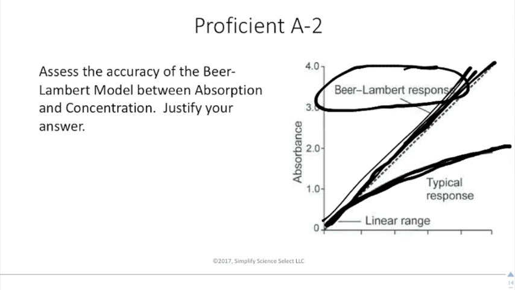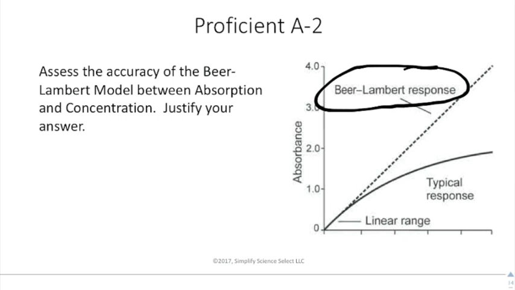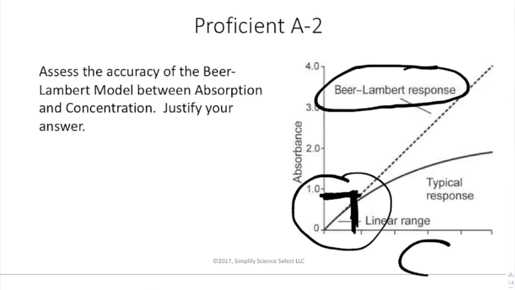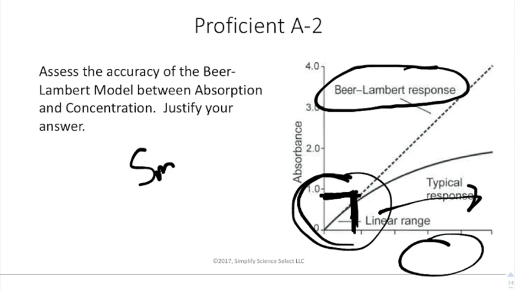Well, the model is highly accurate in this region right here. As long as you have an absorbance value that small, this is where Beer's law works really well. But it does not work very well on the extremes. So whenever you're using the Beer-Lambert law, you need to make sure that you're using it only for small values.